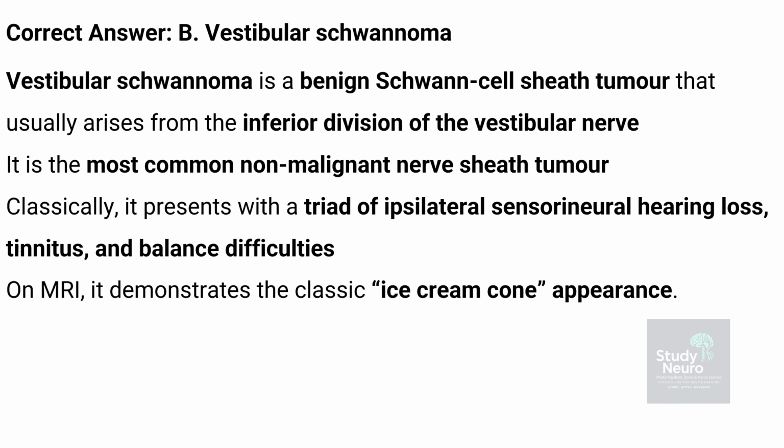Vestibular Schwannoma is a benign Schwann cell sheath tumor that typically arises from the inferior division of the vestibular nerve. It is the most common non-malignant nerve sheath tumor, presenting with the classic triad of unilateral sensorineural hearing loss, tinnitus, and imbalance. As the tumor enlarges, it may compress the facial nerve, leading to numbness, weakness, or twitching, and can even cause brainstem symptoms in late stages.